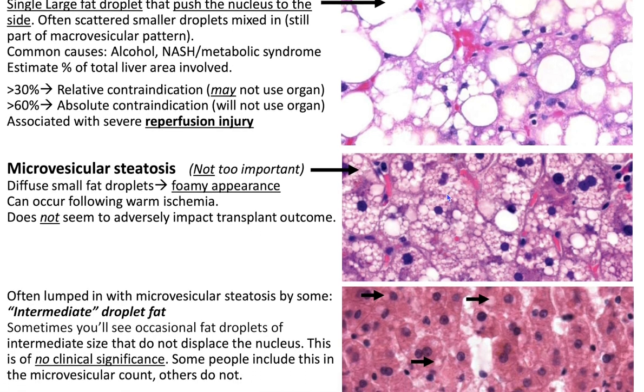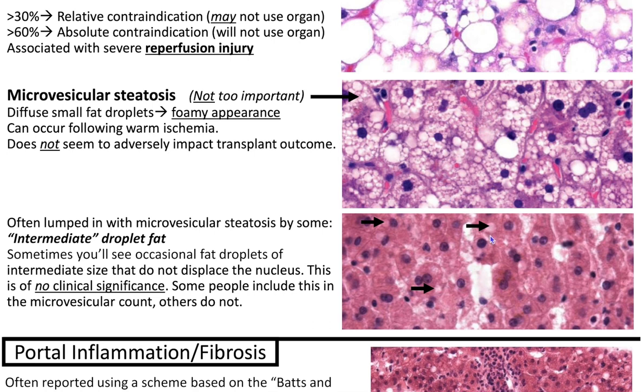impact transplant outcome. And then you have this term intermediate droplet fat, where you'll see occasional fat droplets of intermediate size that do not displace the nucleus. This is of no clinical significance. However, some people do include this in the microvesicular count, others do not.